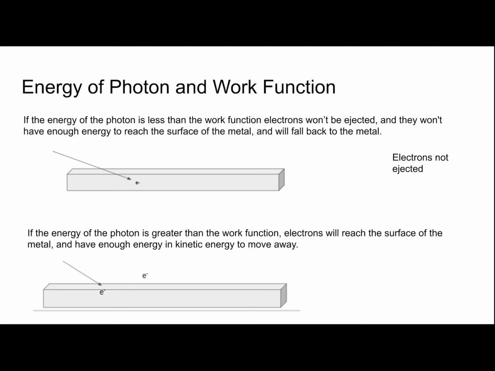Some of that energy is going to be used to move the electron to the surface of the metal, but because there's more energy left over, that energy is going to be converted into kinetic energy, which allows the electron to move away from the metal, and this means that the electron has been ejected from that metal and will not fall back onto the metal.